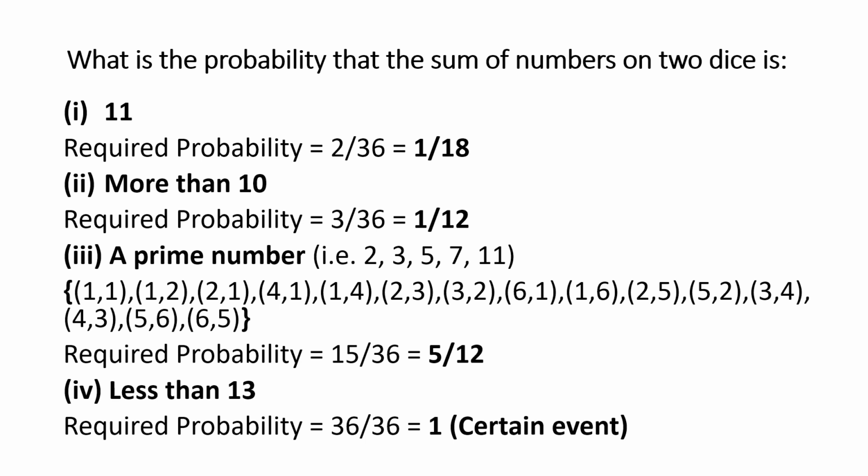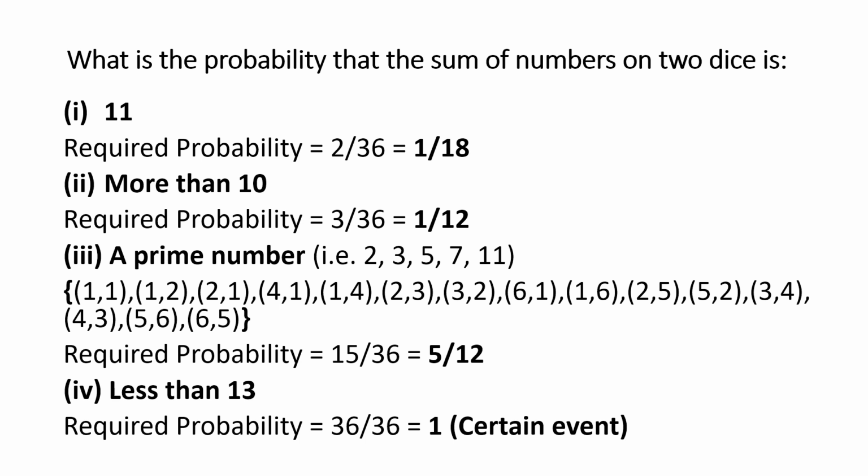Third case, that the sum of numbers on two dice is a prime number. You know prime numbers are 2, 3, 5, 7, 11. For 2, possibilities: 1 and 1 on both dice. For 3, possibilities are 1 and 2, or 2 on first dice and 1 on the second one. Similarly for 3, I have listed down, for 5, for 7 and for 11. So you can just see that the number of favorable cases are 15 over here and total are 36. So 15 upon 36 or 5 upon 12.